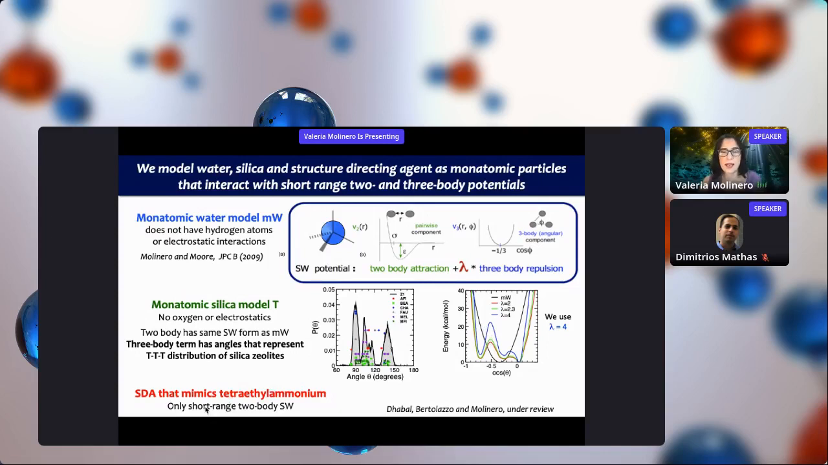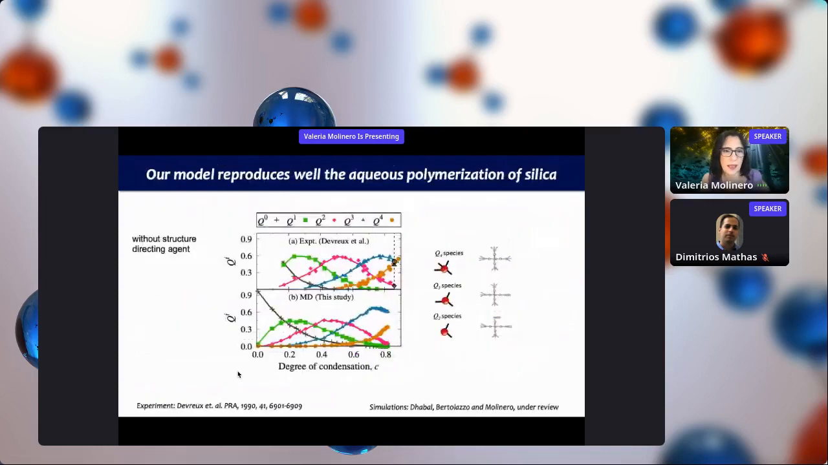The structure-directing agent is a single particle that has 2-body interactions of a Stillinger-Weber type with silica and with water, and the interaction between T and water we also consider to be a 2-body potential. So we parameterize the model in a way that is shamelessly simple, and nevertheless, we found that our model can reproduce very well the polymerization of silica.